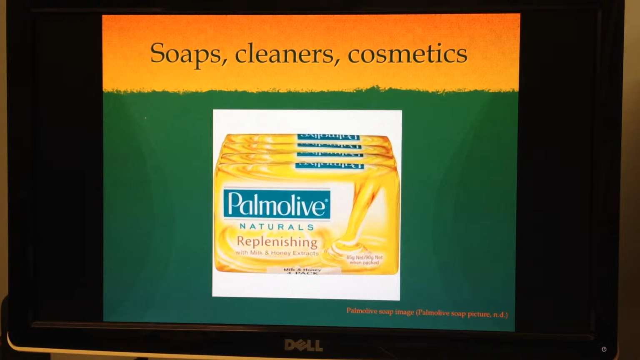Palm kernel oil is a secondary use, and palm kernel oil is extracted from the seed of the fruit and is used as an ingredient in soaps, as in the palm olive soap pictured in the slide, along with household cleaning goods, makeup and cosmetic products, including lipsticks, and also hygiene goods.